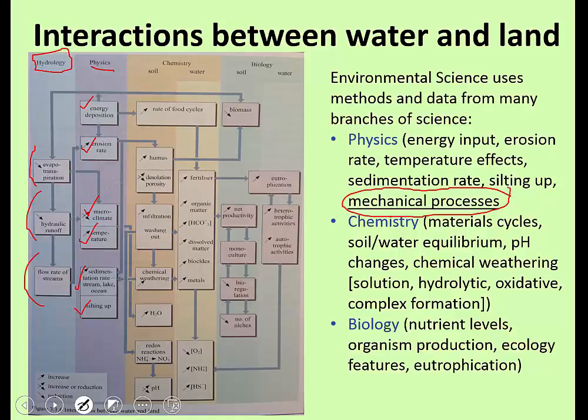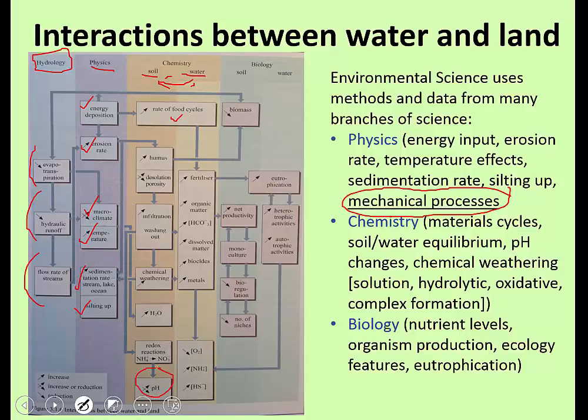But there are processes going on that are beyond mechanical processes. They go into the chemical processes. So that's going to be the chemistry of both the soil and the water. We're going to look at things like the rate of food cycles that are going on here, so material cycles. We're going to look at the equilibrium that occurs between soil and water. Okay, so where's the exchange going on there? We're going to look at things that change pH. pH is a huge one here.